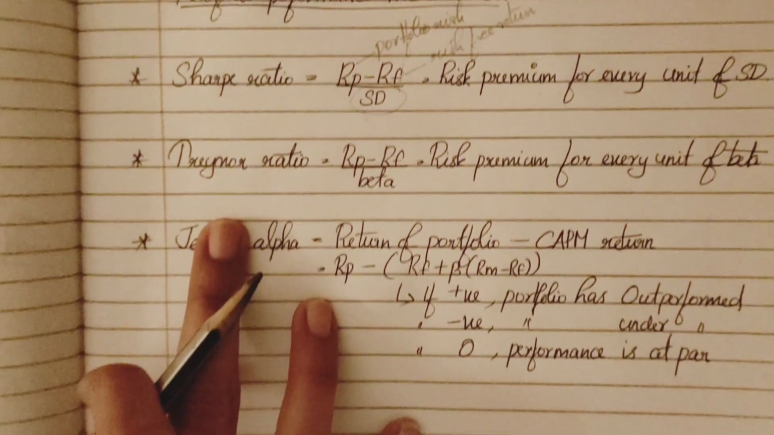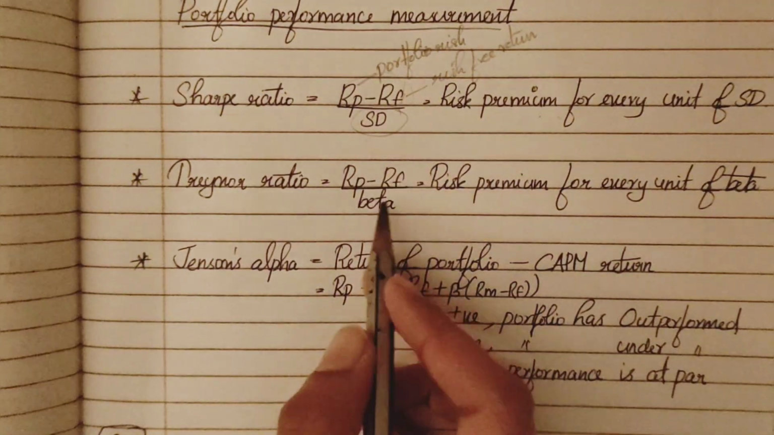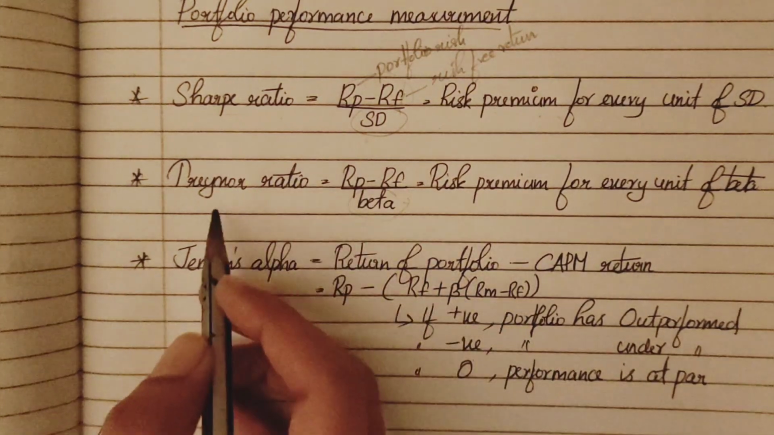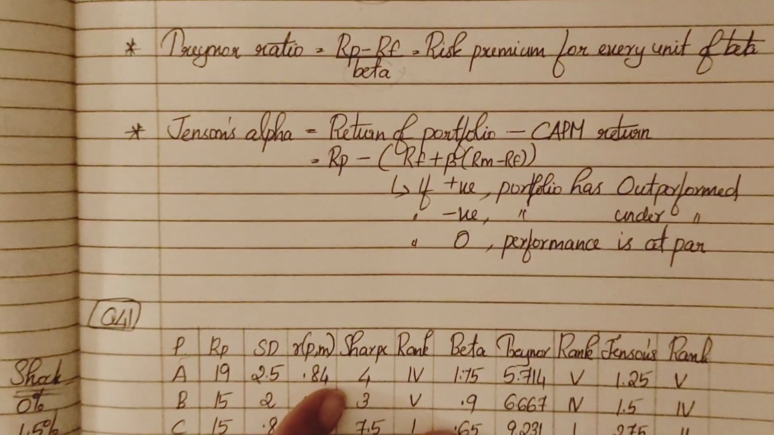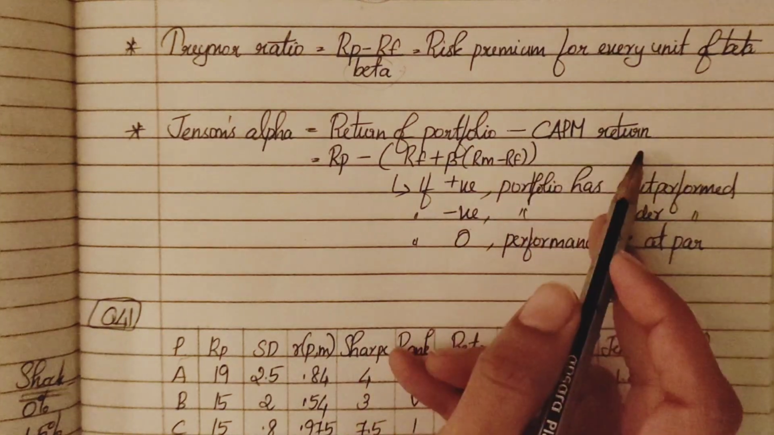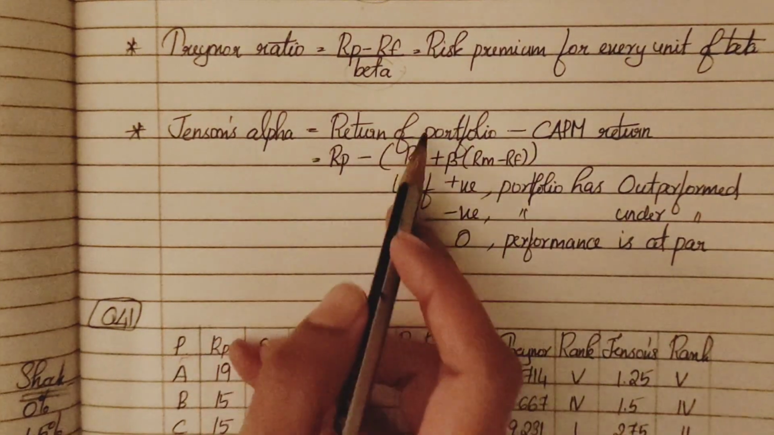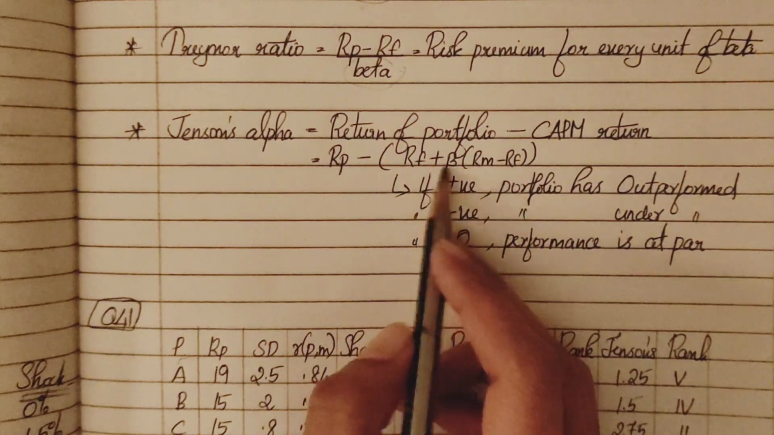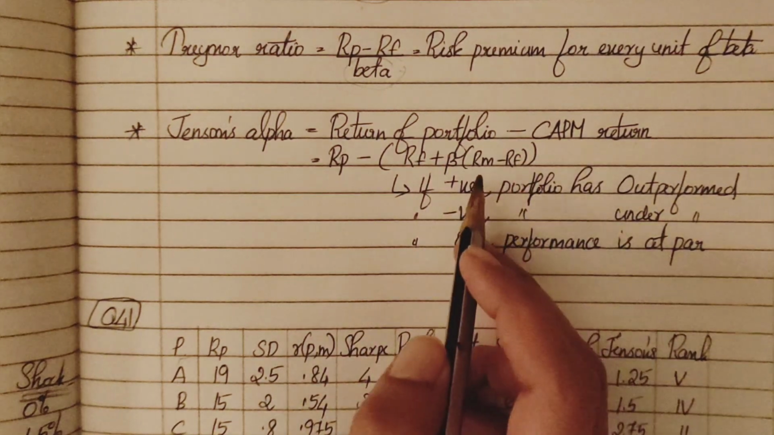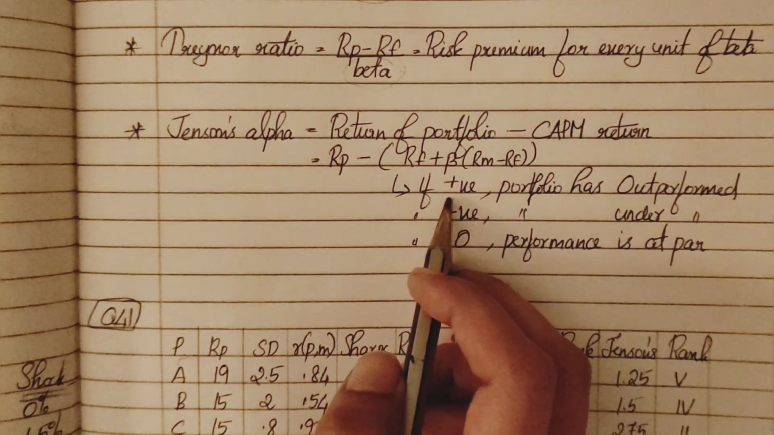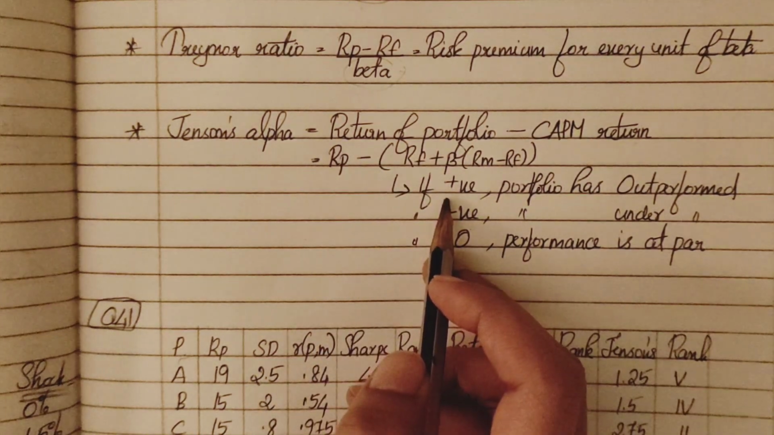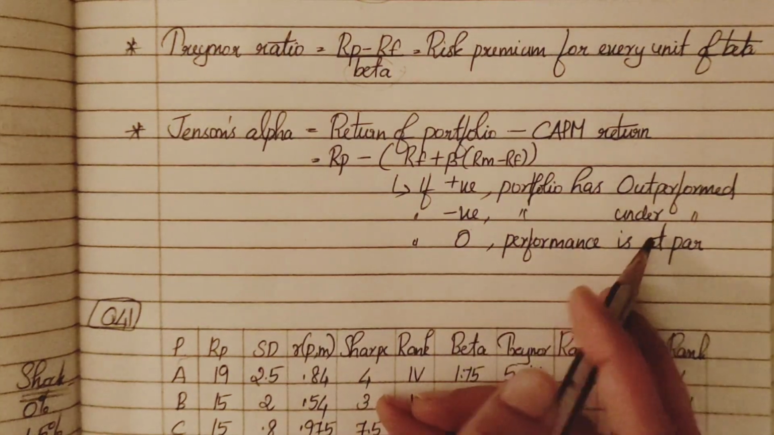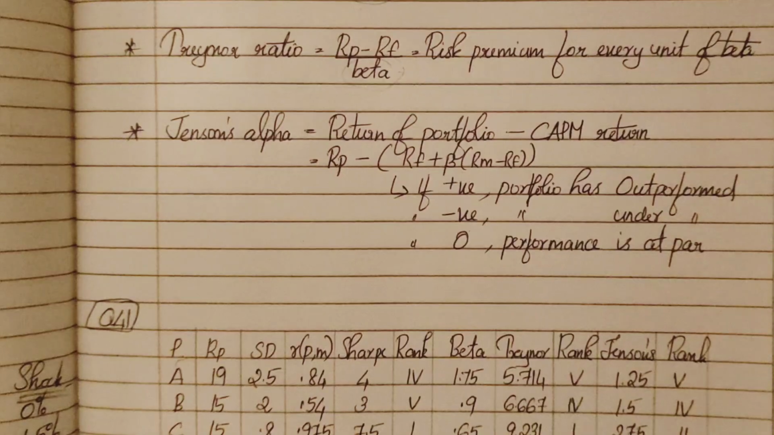The Treynor ratio numerator same ആണ് and we will divide it by beta. So risk premium for every unit of beta you get Treynor ratio. Then Jensen's alpha: return of portfolio RP minus, as per the capital asset pricing model, the return is risk-free rate plus beta into RM minus RF. So if Jensen's alpha as per this formula is positive, the portfolio has outperformed, and if the value is negative, the portfolio has underperformed, and if it is 0, performance is at par.